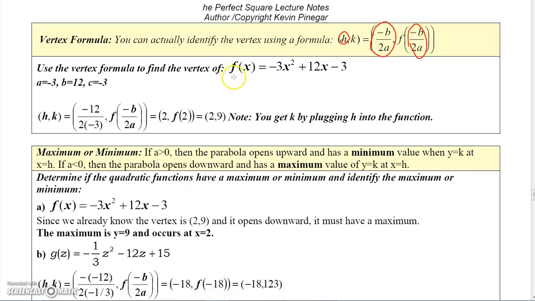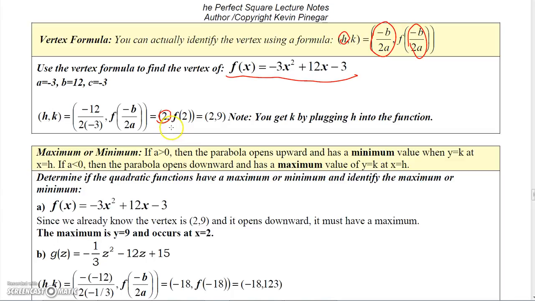So let's see. Let's do that. Here is the one we just did. Now, a is minus 3, b is 12, and c is negative 3. We don't really need it, but that's what c is. So now if I do minus b, that would be minus 12 right here, and then divide it by 2a, so I get 2 times negative 3. Well, that's going to be negative 12 over negative 6, which is 2.